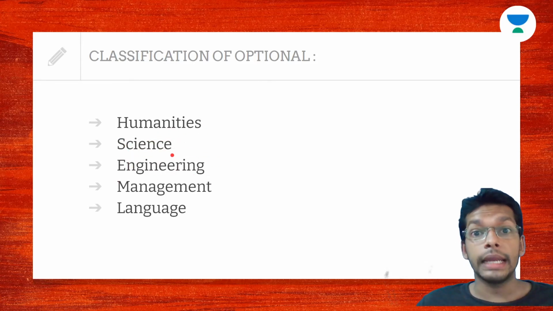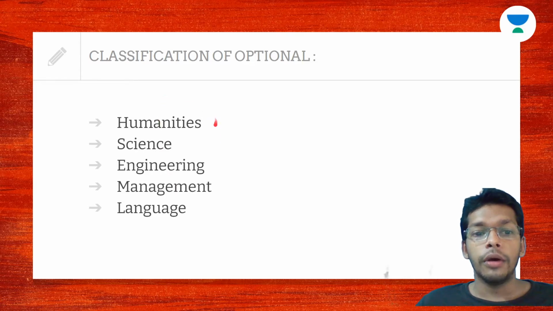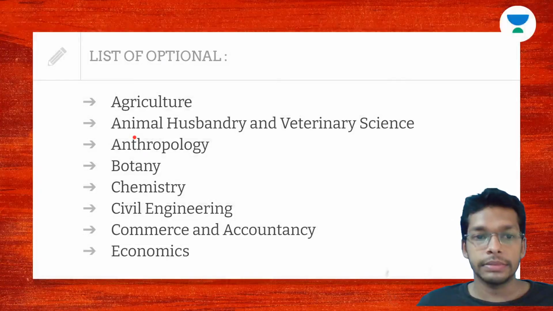Electrical engineering is there. Electronics is not there. So electrical engineering is there, mechanical engineering is there, civil engineering is there. Then there are management subjects. Then there are language subjects, that is, the literature subjects are also there to choose from. So we can choose from any of the streams. In the next slide, I'll be discussing the list of subjects.